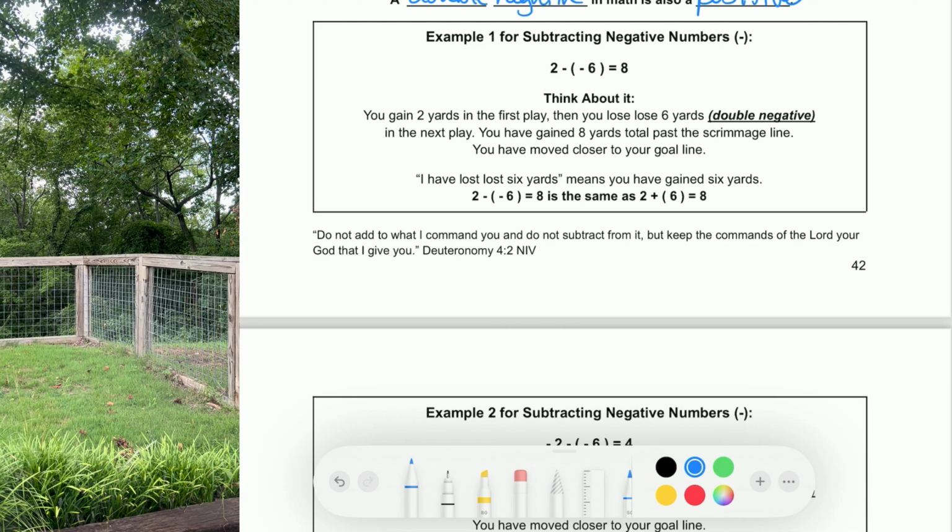You have moved closer to your goal line. So let's look at the I have lost 6 yards. That really means you have gained 6 yards because that's a double negative. It cancels itself out. So 2 minus negative 6 equals 8 is the same as 2 plus 6 equals 8.